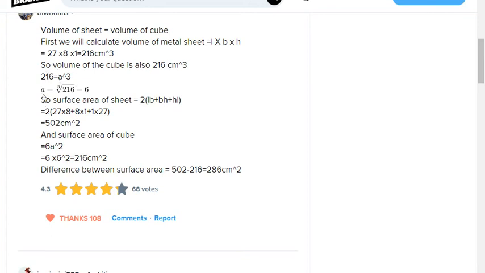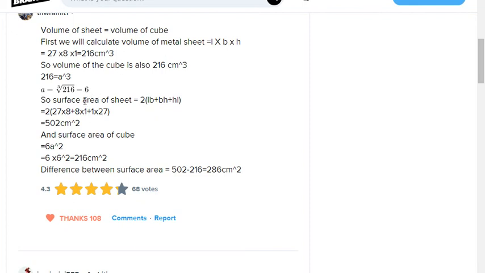So A equals what? The cube root of this. But what is the cube root of 216? That is 6, because 6 sixes are 36, and 36 sixes are 216. You should remember squares up to 30, cubes up to at least 15, and tables up to 30 by heart. Now we got the side.